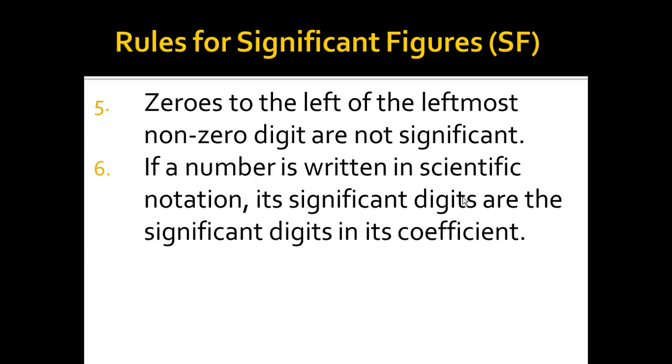Rule number 6. If a number is written in scientific notation, its significant digits are the significant digits in its coefficient. So for example, if you have written a number in scientific notation as 2 times 10 to the 5, the number 2 times 10 to the 5 has only one significant figure, which is 2. But if you have written the number 2.0 times 10 to the 5, the number has two significant digits. If you have written the number as 2.00 times 10 to the 5 in scientific notation, then it has three significant digits.